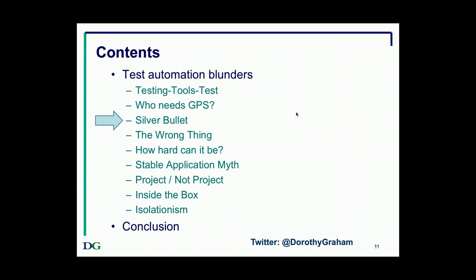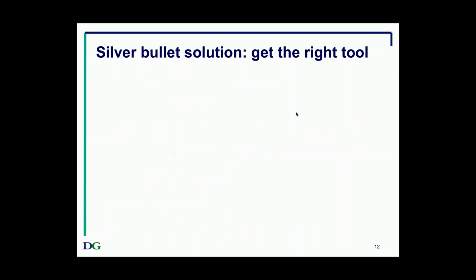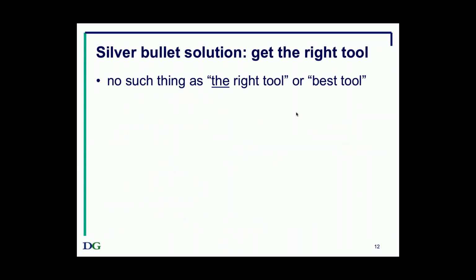Okay, the next blunder, silver bullet syndrome. I'm sure you're familiar with this. I wish I had a pound for every time somebody said to me, what's the best tool, or what's the right tool? It's a bit like saying, what's the best car? Now, supposing you've recently won something, and what you've won is you can have any car you want, anything at all. Money is no object. What sort of car would you like to have?